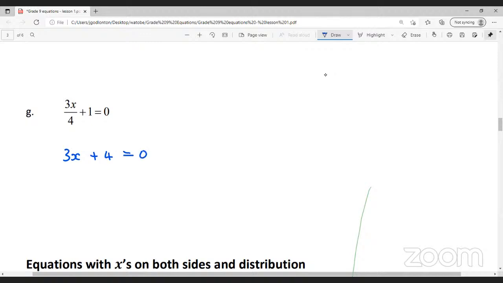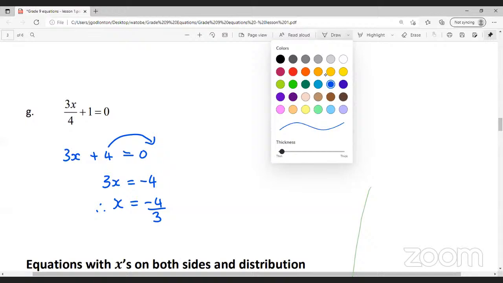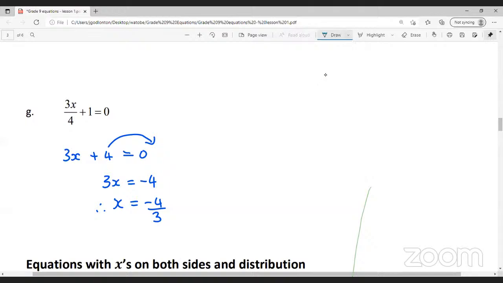Yes, ma'am. Okay. And then you take the 4 to the other side, which will equal negative 4. Beautiful. So 3x will equal negative 4. And then you divide by 3, and x will equal negative 4 over 3. Yes, ma'am. Beautiful. Well done. That was a perfect way of doing it. Absolutely great. And it really actually helps a lot with the grade 9 work that we're going to go into.